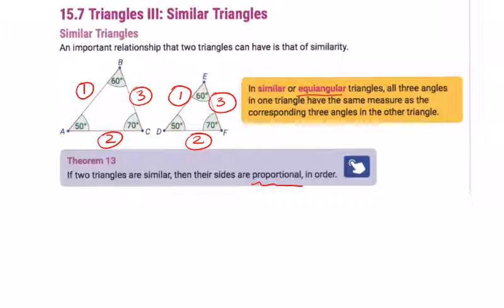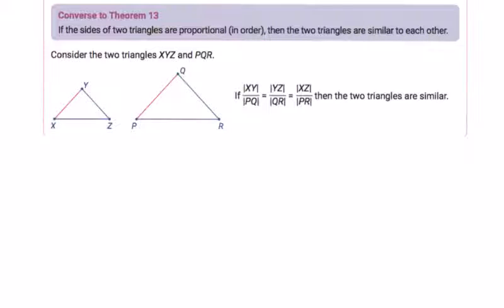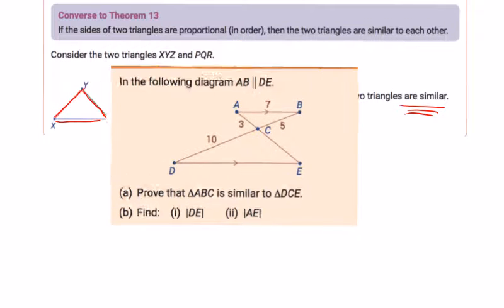Okay. So the converse of this theorem is also true, which is if the sides of two triangles are proportional, then the triangles are similar. And what they're saying here with these three statements is, if XY over PQ is equal to YZ over this one, and if that's equal to XZ over PR as a ratio, then the triangles are similar. So let's have a look at a question in relation to this.